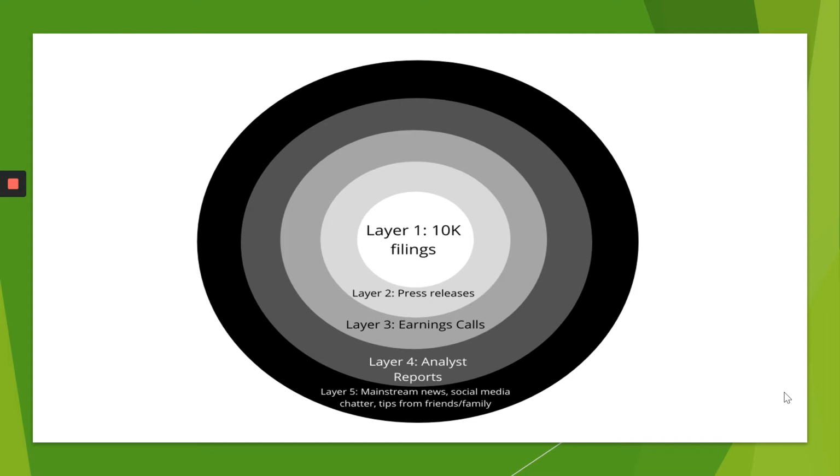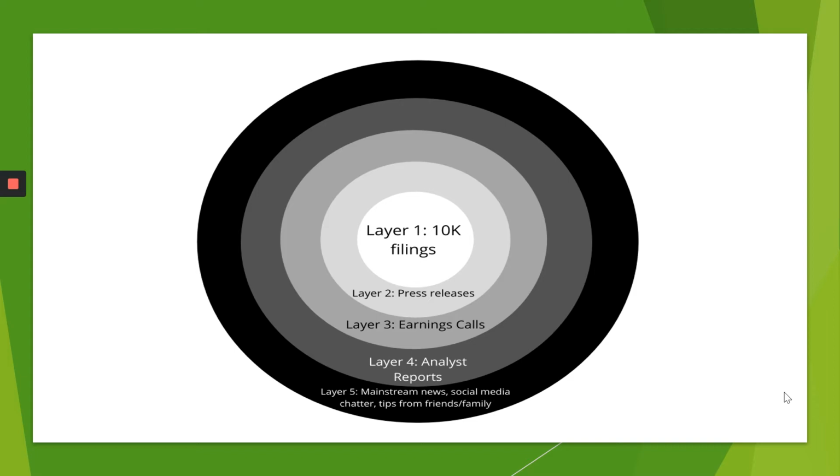Layer 2 is then the press releases. We'll also include quarterly reports in that. And the reason quarterly reports aren't in layer 1 is that quarterly reports don't have to be audited, whereas the 10K annual report does have to be audited. Layer 3 is earnings calls with analysts, because a lot of these earnings calls, it's management giving a positive spin on things and then answering a few softball questions from a select group of analysts who they already know are going to give them good ratings.